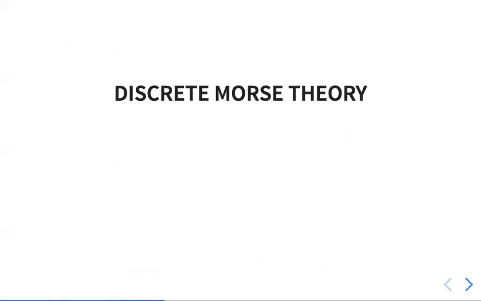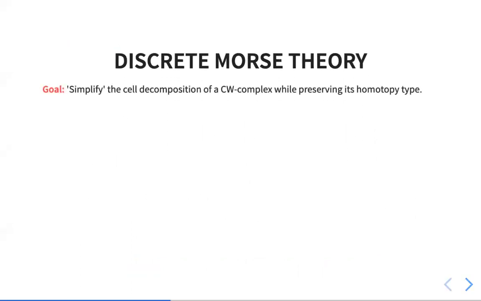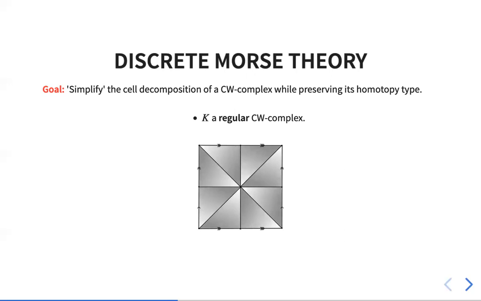Morse theory appears in a couple of talks as well. The idea is to simplify the complex while preserving the homotopy type. In this case, we're going to think that our complex is a regular complex, but you can think of a simplicial complex.